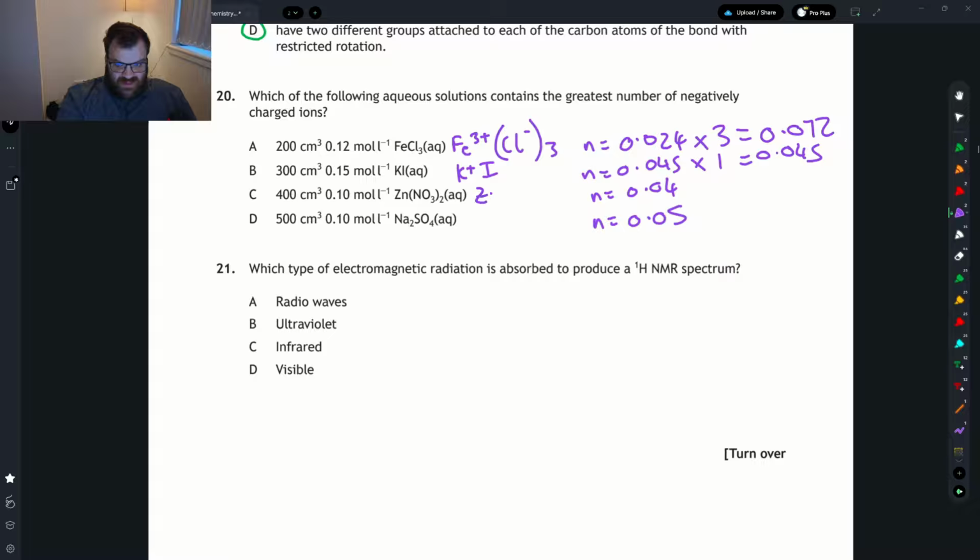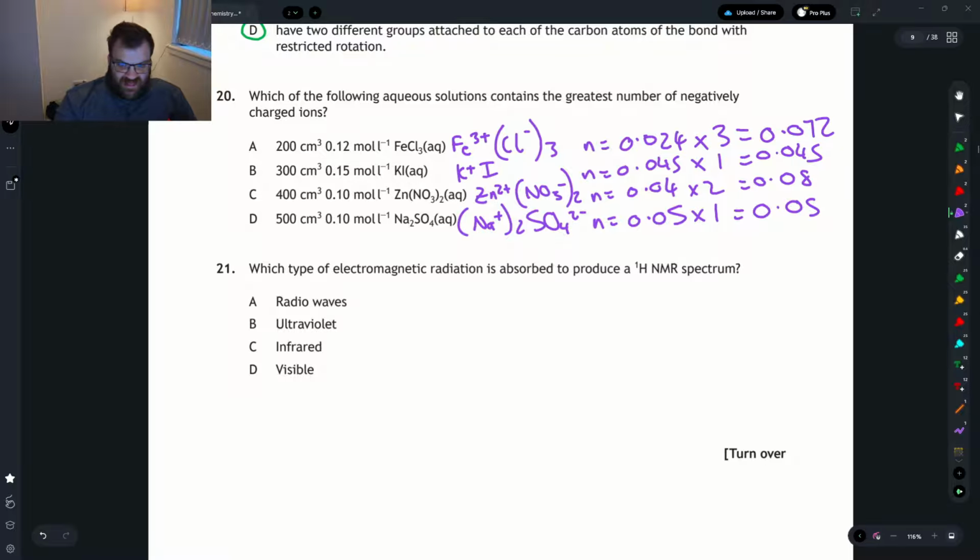Next one, it's Zn2+. Nitrate is -1, and there are 2 of them, so we need to double that up, 0.08. And then it's Na+, 2 of them, SO4 2-, times that by 1, stays the same, 0.05. That gives us the correct answer of C. So 2 parts there. Work out the number of moles, which should be almost automatic from having done it previously. Look at the formulas of them, think about the negative ions, and that would hopefully help us get the answer there.